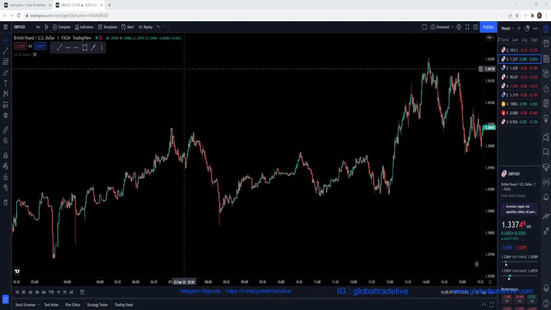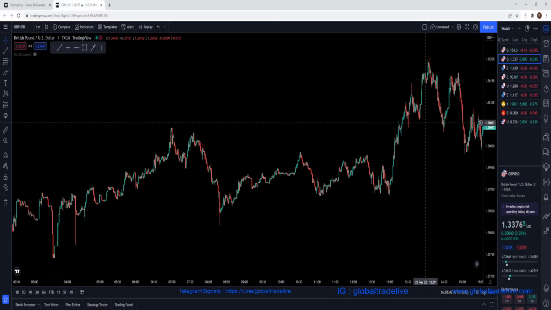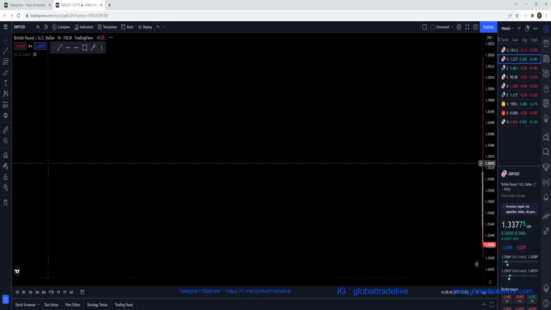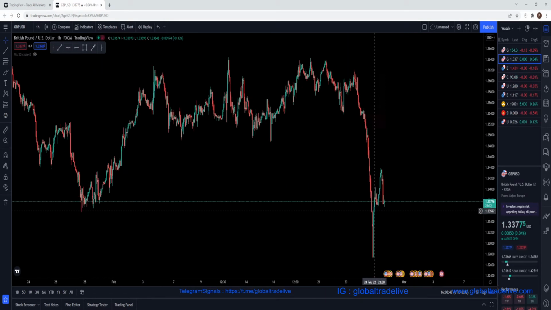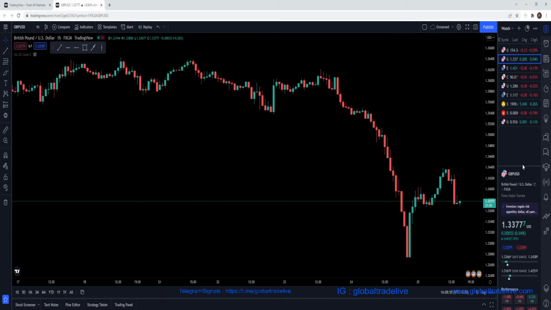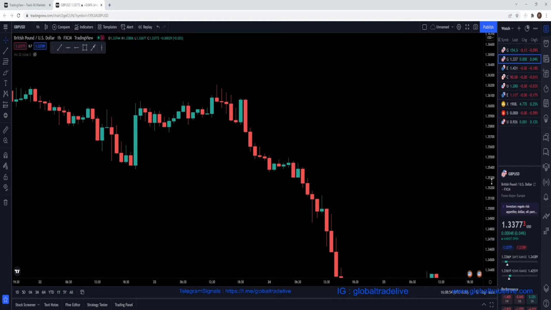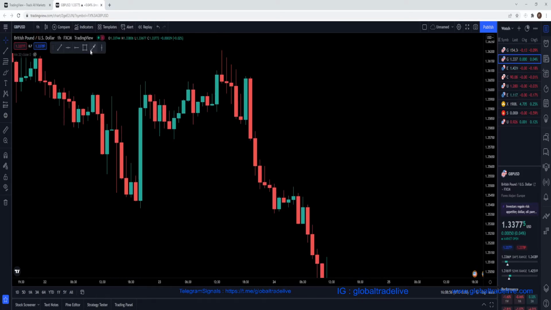Today I'm going to show you how you can use this POI strategy to minimize your risk. Risk means stop loss. So to minimize your stop loss, we all know the strategy we use right now. Let me just go to the 1 hour.